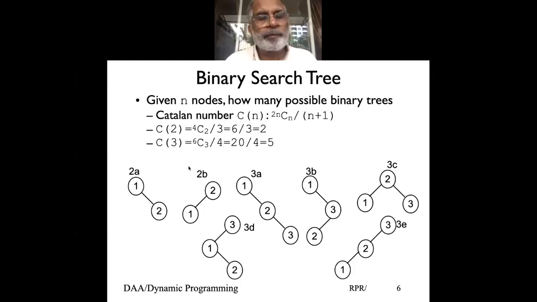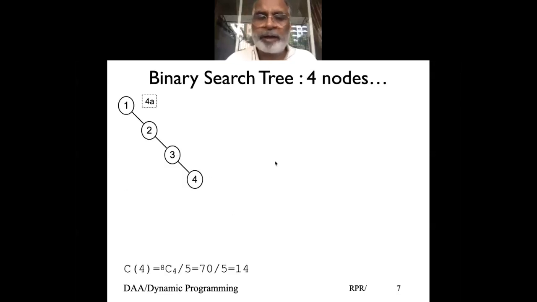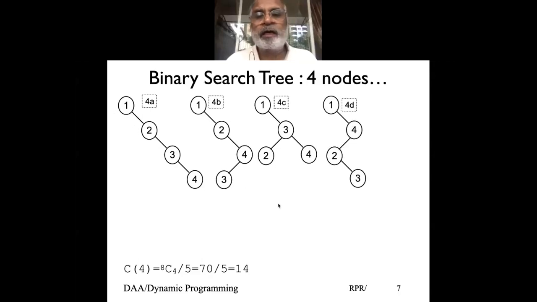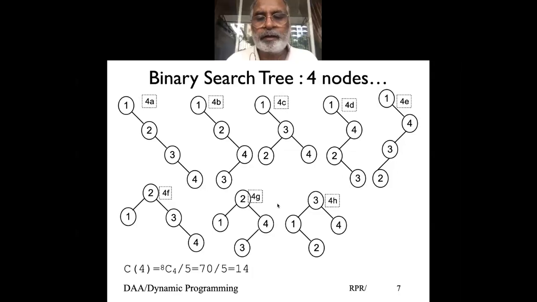So look at this, when n is equal to 3, I have 5 such trees, 1, 2, 3, 4, 5, and they are the only possible 5 ways in which you can organize 3 distinct keys. If n is equal to 4, the number of binary search trees would be 8C4 divided by 5, that is 2nCn divided by n plus 1. We'll get 14 such binary search trees, and we can look at those 14 binary search trees as first, second, third, fourth, fifth, sixth, seventh, eighth, and so on.